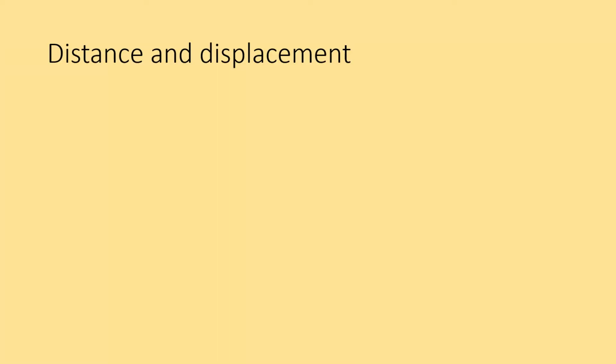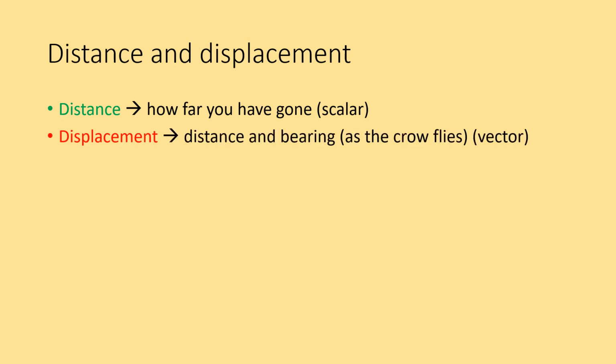All right, so the first thing we have to talk about is the difference between distance and displacement, and in fact the difference between scalar and vector properties as a whole. But let's look at distance and displacement because this is probably one of the easier ones to explain the difference between. So the distance is how far you have gone, and that's a scalar. Okay? We'll discuss what that means in a moment, how far you have gone. And the displacement is the distance and bearing as the crow flies, which means how far have you actually traveled.